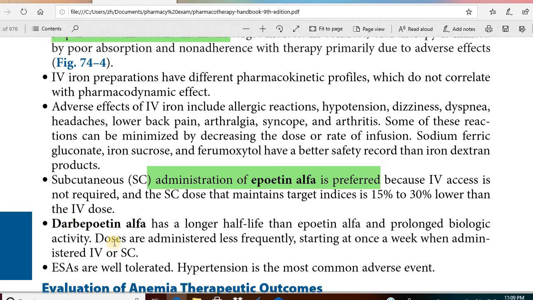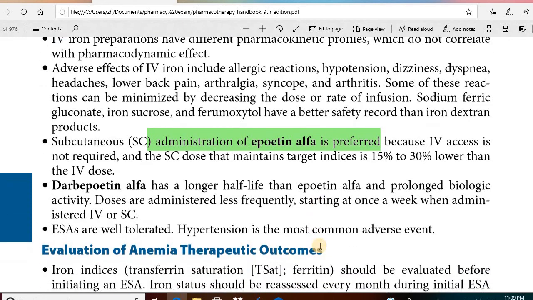Then darbepoetin alpha has a longer half-life than epoetin alpha and prolonged biological activity. Doses are administered less frequently, starting at once a week by IV or SC. ESAs are well tolerated. Hypertension is the most common adverse effect. So you can go for the epoetin alpha.